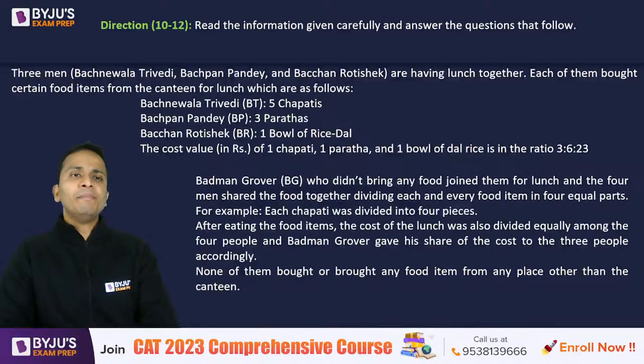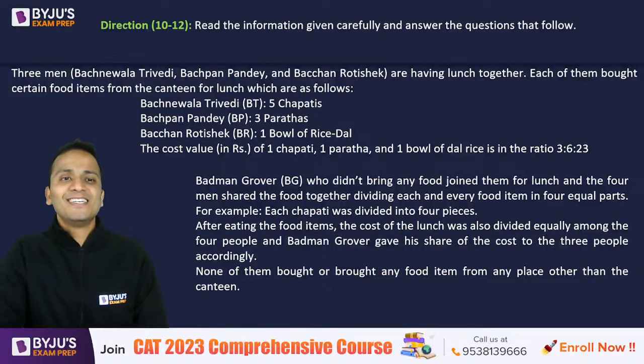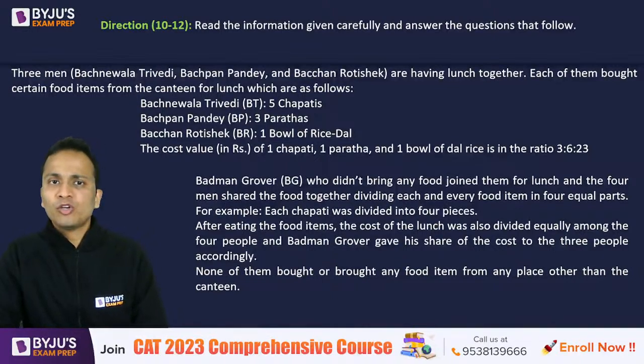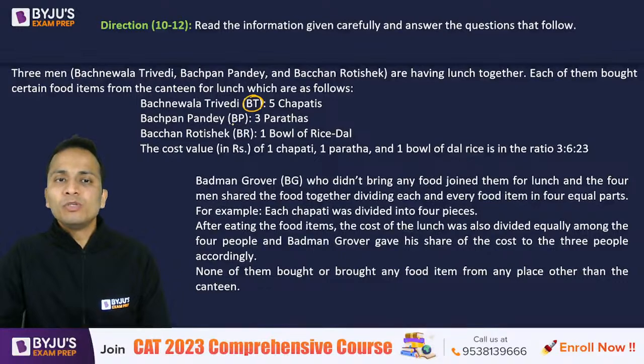Now the question says 3 men, Bachnewala Trivedi, Bachchan Pandey, and Bachchan Rotishek, are having lunch together. So they're having lunch together, as their name suggests. Now each of them bought certain food items from the canteen for lunch, which are as follows. The first person, Bachnewala Trivedi, we call him BT, short form of his name. He bought 5 chapatis. Bachchan Pandey, who is BP, got 3 paranthas, and Bachchan Roti Sheikh, who is called BR, has got 1 bowl of rice dal. So this is what they have bought from the canteen.